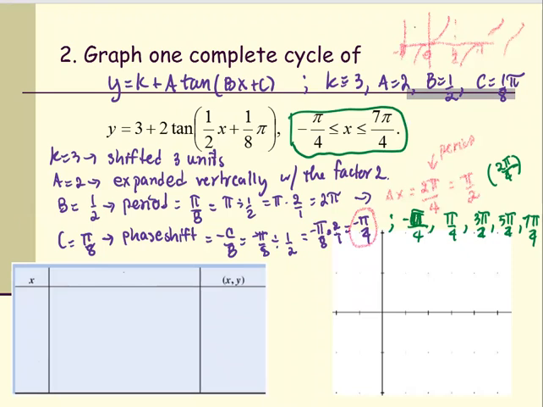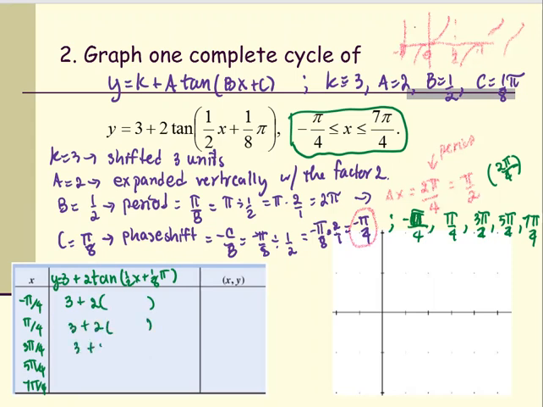Make a list of the points on the table. So negative pi over 4, pi over 4, 3 pi over 4, 5 pi over 4. The last one is 7 pi over 4, of the function y equals 3 plus 2 times the tangent of 1/2 x plus 1 over 8 pi. So to put numbers together, we follow the equation 3 plus 2 times the value of the tangent, from the list of the 5 key point values.